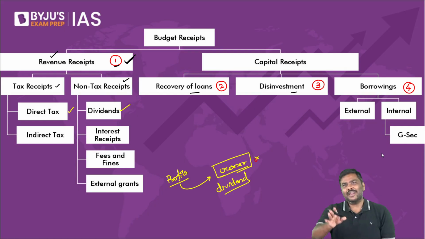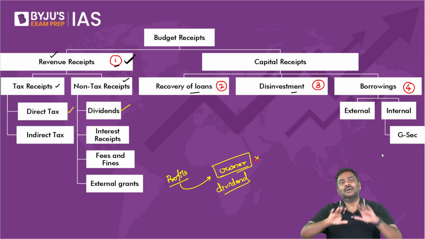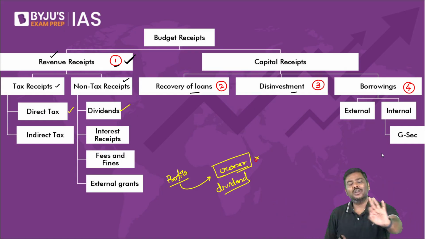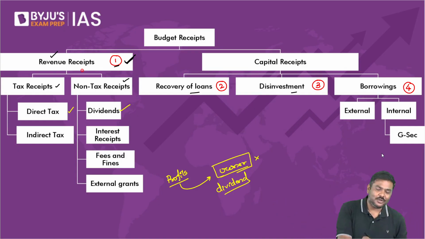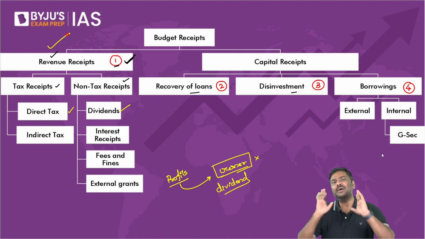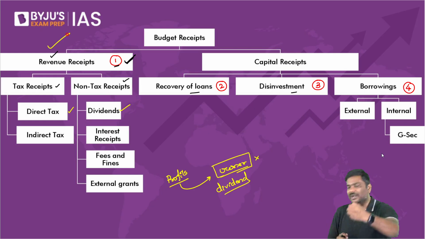Do not complicate it. Don't try to become over intelligent here. Stop it. Okay, so revenue receipts are simple one-sided transactions. Simple one-sided transactions. The government will collect it. That's it. Okay, so come to the capital receipts.